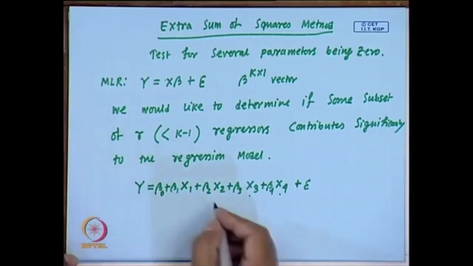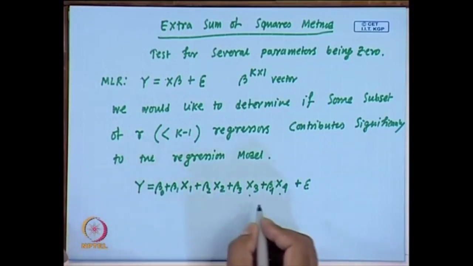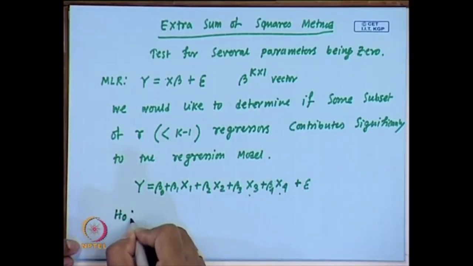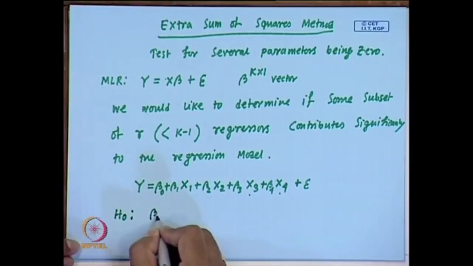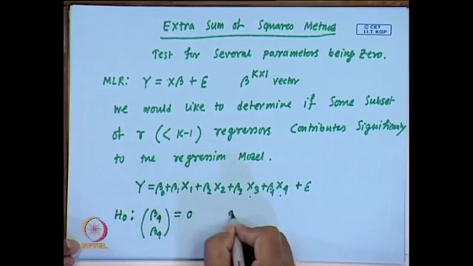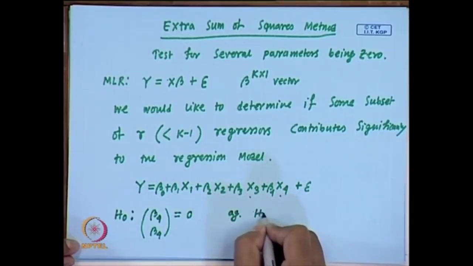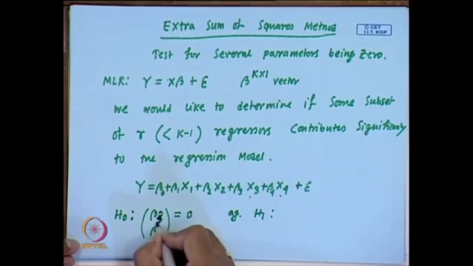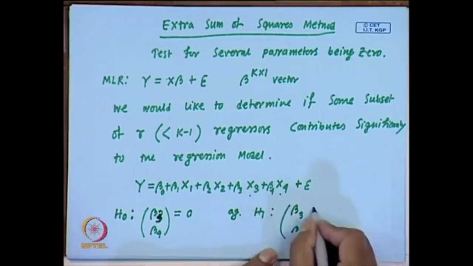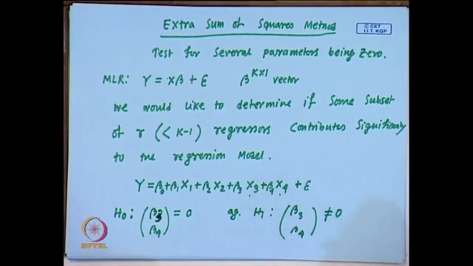So, to test statistically whatever you believe, you need to test the hypothesis H naught: the vector beta 3, beta 4 is equal to 0, against the alternative hypothesis that beta 3, beta 4 is not equal to 0. By not equal to 0 we mean at least one of them is not equal to 0. So, this is what we want to test. This type of hypothesis can be tested using the extra sum of squares method.